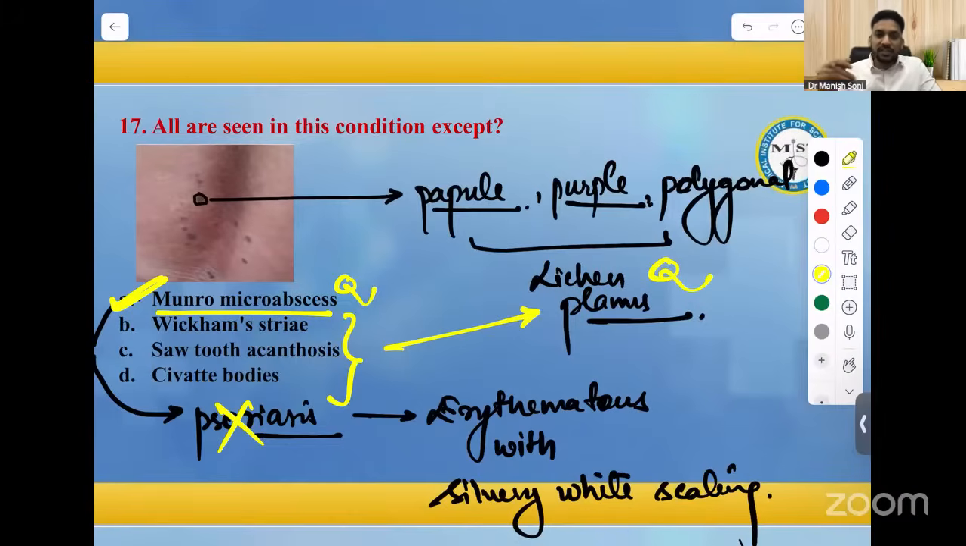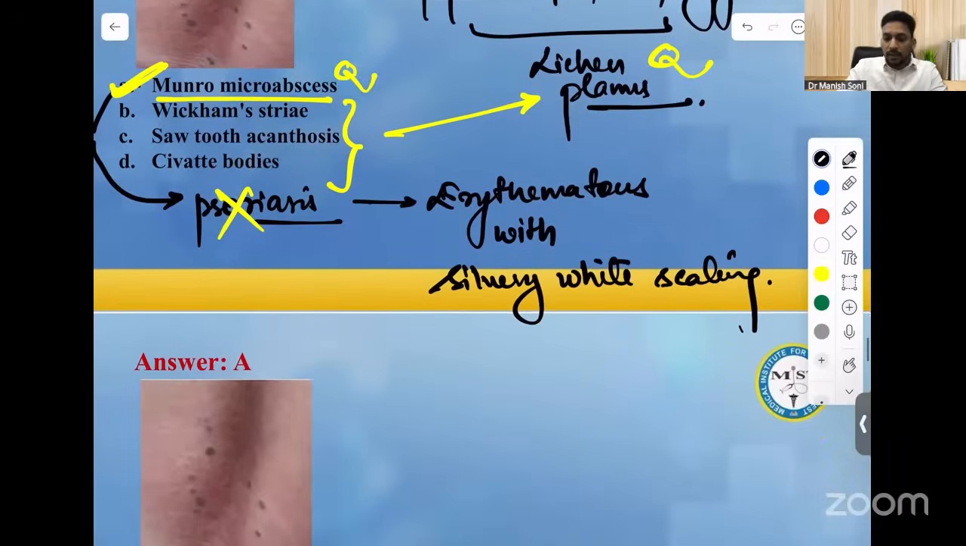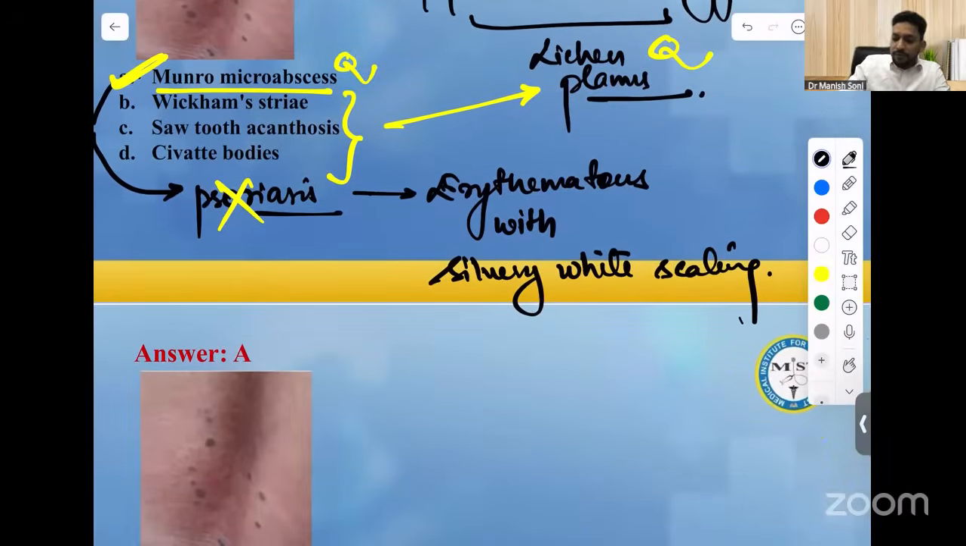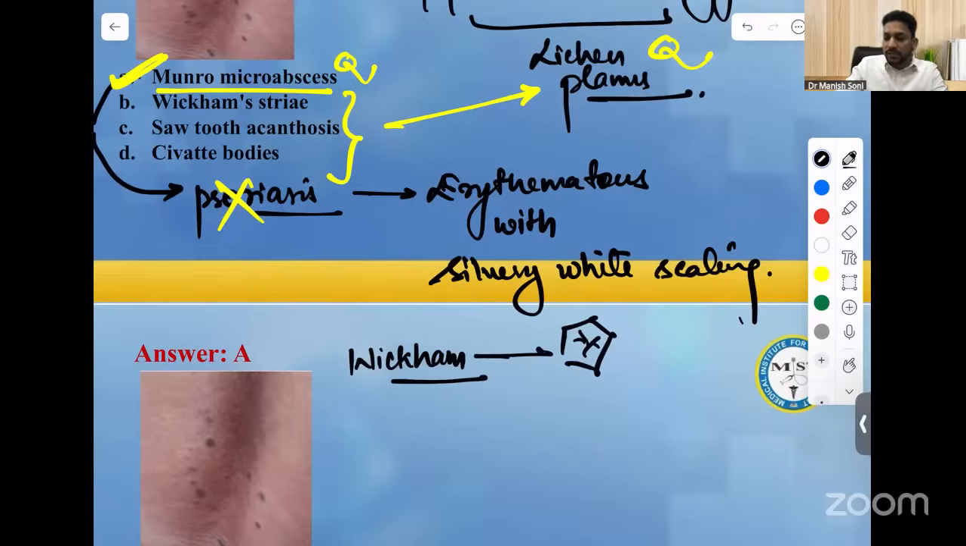Now what are these points? Let us discuss them individually. I already told you, Wickham striae, a white reticulate pattern which is seen over the lesions of lichen planus. This is known as Wickham striae. So if you examine these lesions carefully, you will find a reticulate pattern over it that is known as Wickham striae.